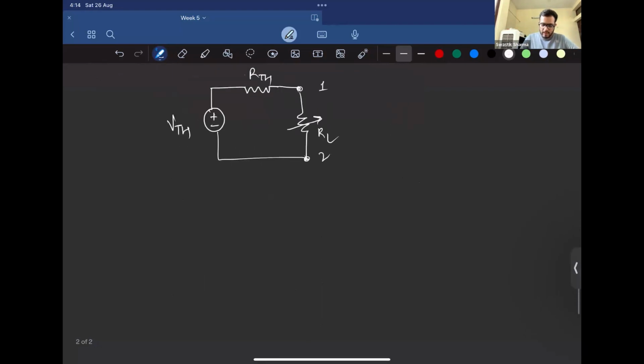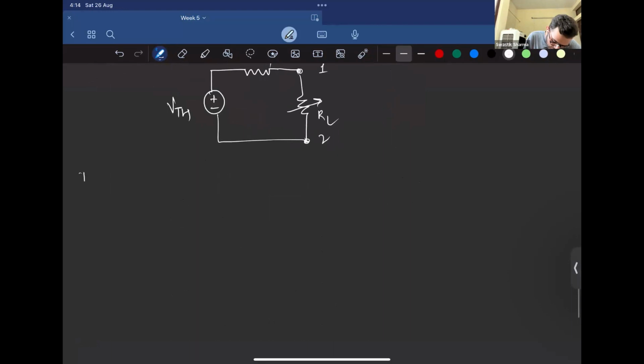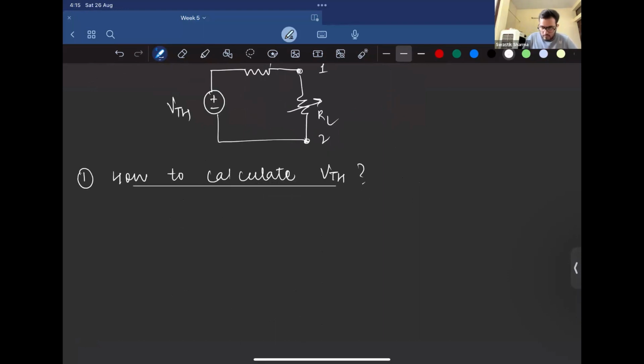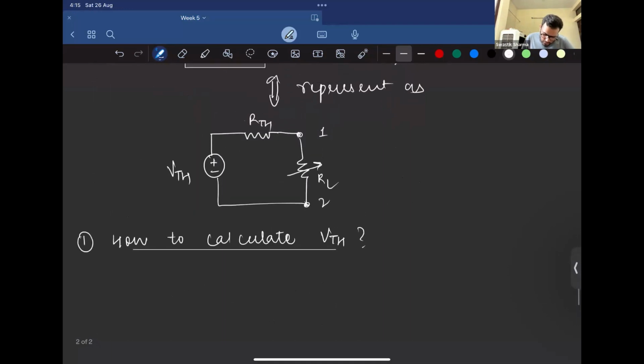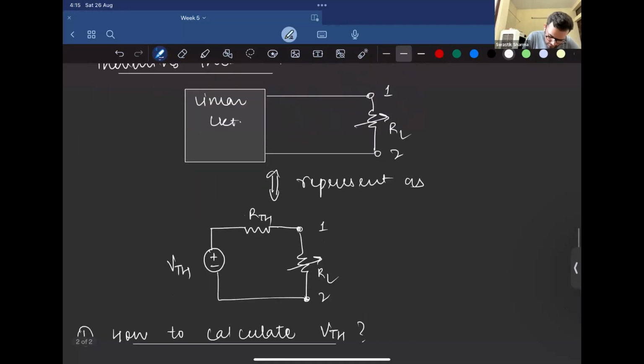So how do we calculate VTH and RTH? First, we'll see how. So what we do is we look at the same circuit.